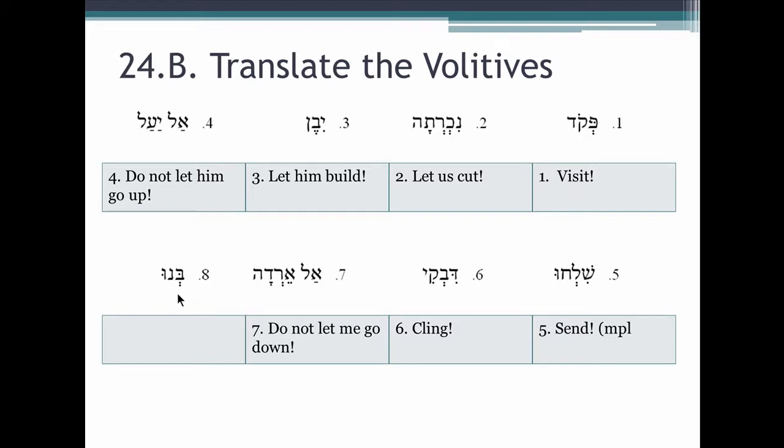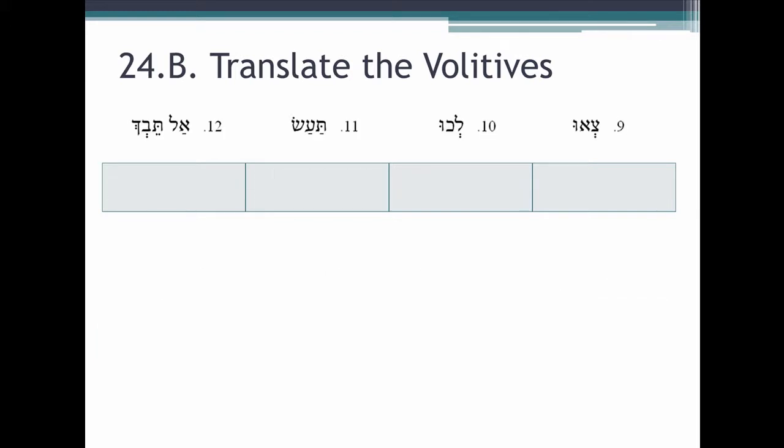Number 8, we have benu. Okay, it's not banu. We know it's from bana, but we don't have a perfect here. Instead, we have the command, masculine plural, build. The long u ending tells us it's masculine plural. Number 9, tsa'u. We have again the u ending, the shureq ending. Go out. It's from yatsa, masculine plural. Laku. Again, same ending. It's going to tell you masculine plural command. Go. It's from halak.